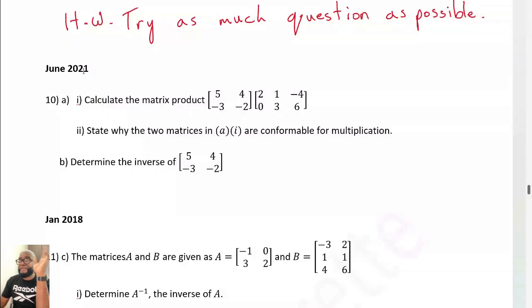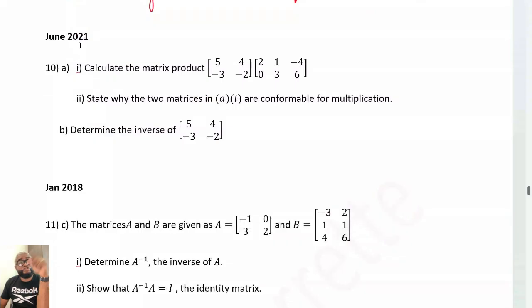Right, so this is June 2021. I only teach via past paper questions, right? I don't do any textbook questions or anything, right? We just do past papers, straight past papers. Right, so this is June 2021. The question is asking us to calculate the product, well, the matrix product. What does product mean? Product means to, anybody knows? Multiply. You all knew that? Yeah. Product means to multiply.